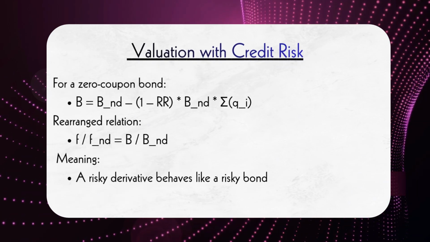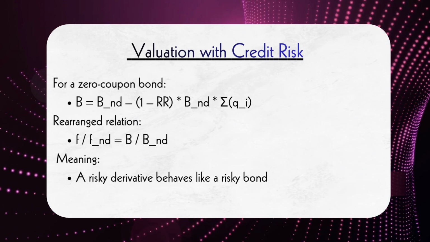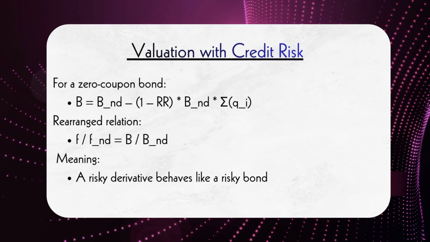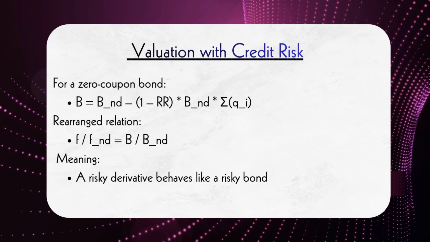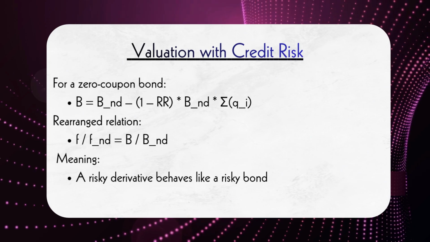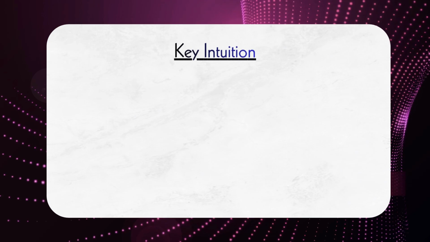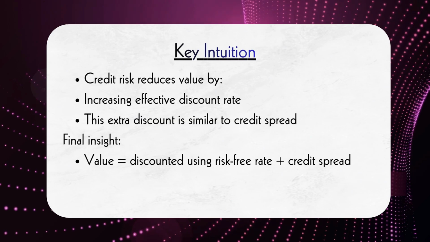Similarly, for a zero coupon bond, we have B = B_ND − (1 − RR) × B_ND × ΣQ_i. If we rearrange these equations, we get F / F_ND = B / B_ND. This gives us a very important insight. A risky derivative behaves like a risky bond.